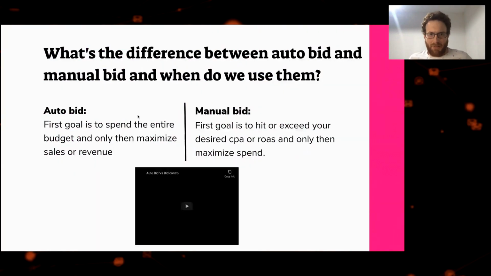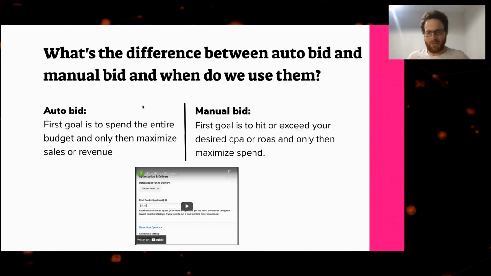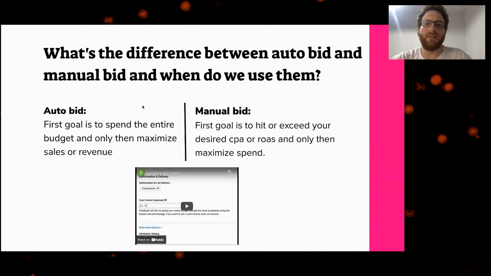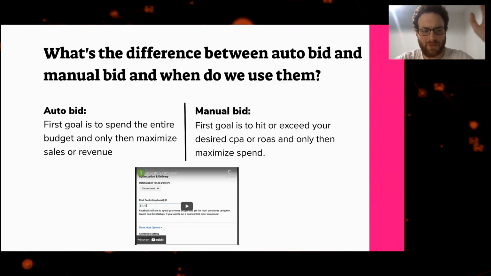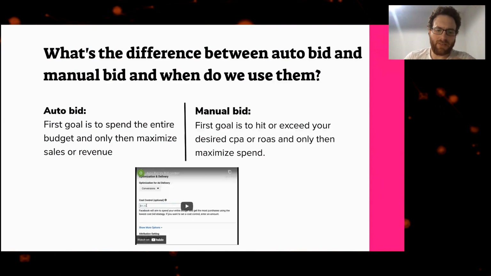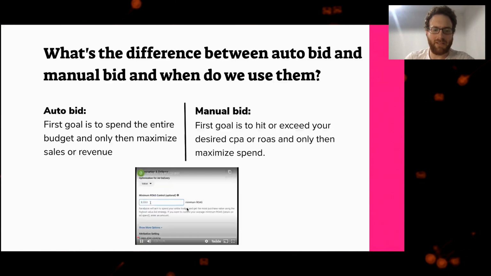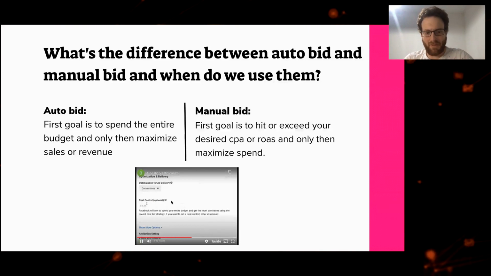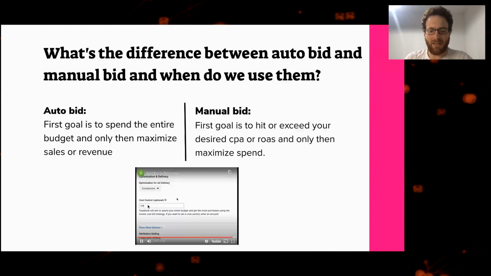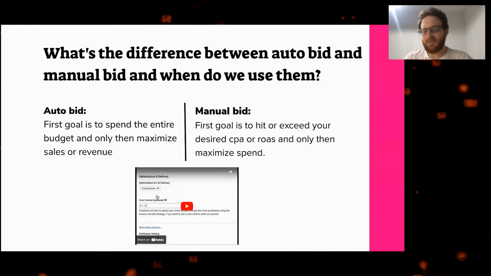So let's talk a bit about bidding. I want to start to see that we're all on the same page, and talk about the difference between manual bid and auto bid and how we use them. In this little screen recording I made here, if you ever made a campaign in Ads Manager, you know this little text box where you set your either desired CPA or minimum ROAS. There are other options, but these are the main ones we use in e-commerce.